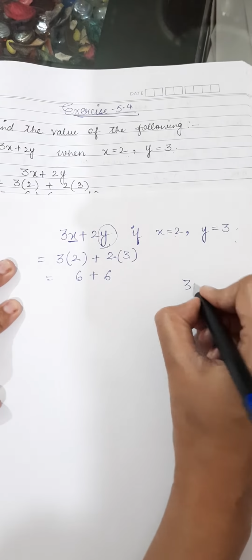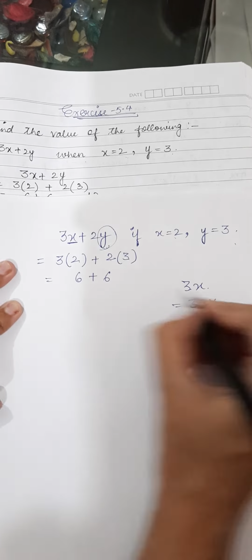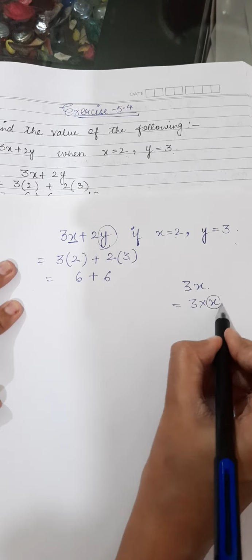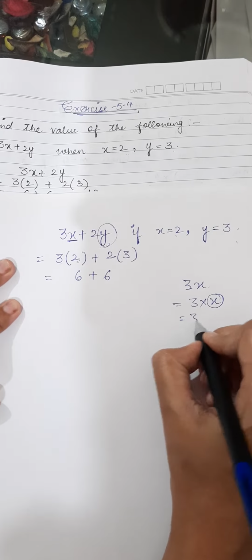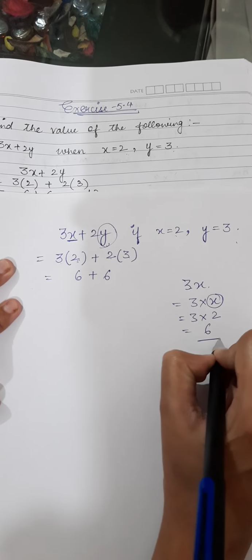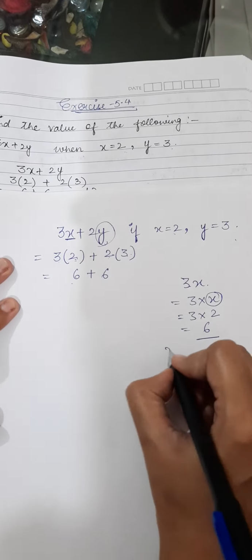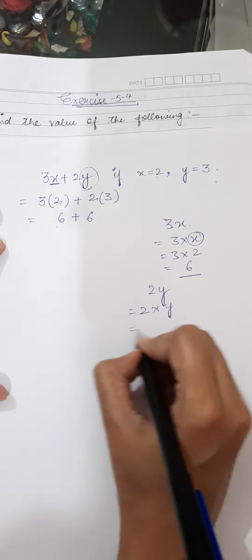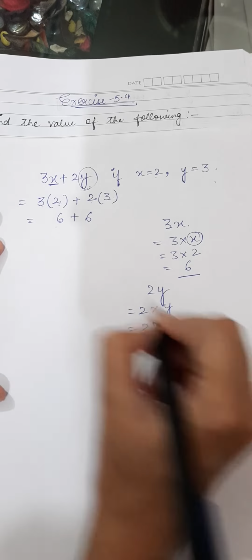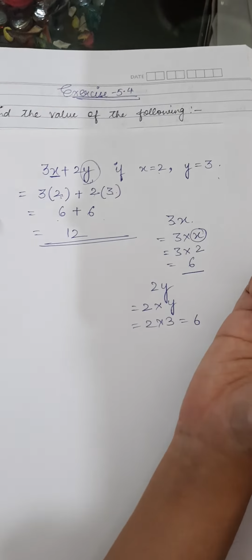See, when 3x is given and no sign is between them, that means they are multiplied with each other. So if we place the value of x, that means we multiply these two. That means 3 into 2, which is equal to 6. That's how 6 will come here. Here also the same thing. 2y is there. Just place the value of y. 2 into 3, and 2 3s are 6. And what is 6 plus 6? 12. That's it. This is the answer.